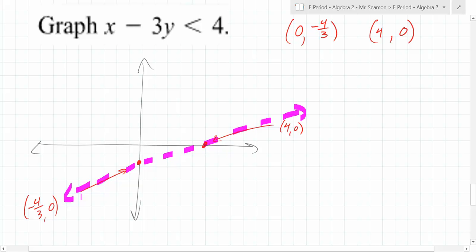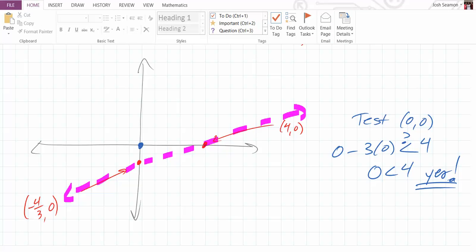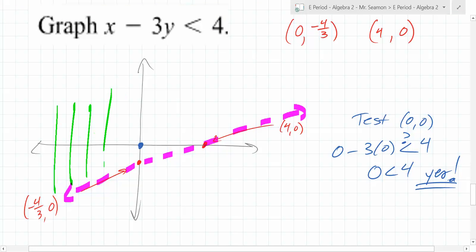You got the dotted line there? It's kind of broken. Now you drew the line, now you have to test a point. What point do you want to test? The origin again. So we're going to test (0, 0). Is 0 minus 3 times 0 less than 4? Is 0 less than 4? Yes. So are we going to shade above or below? Here's (0, 0). Are we shading up there or below there? Up. So when you shade this, it's going to look like this.